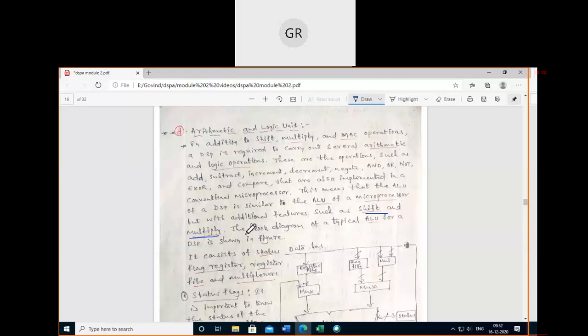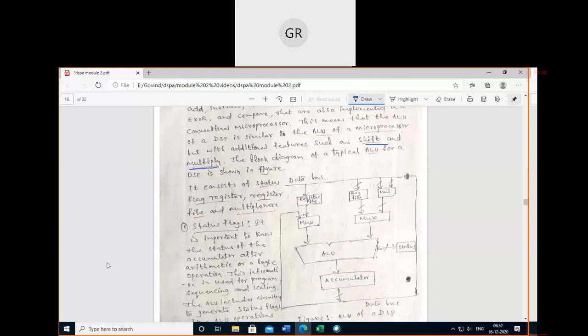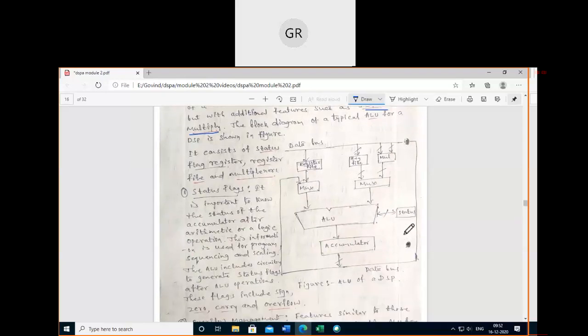Compare the ALU of the microprocessor and the DSP. The only difference is that the ALU of the DSP is the same as that of the microprocessor, along with some additional features, shift and multiply. It consists of a status flag register, register file, and multiplexer. This is the block diagram of the ALU.